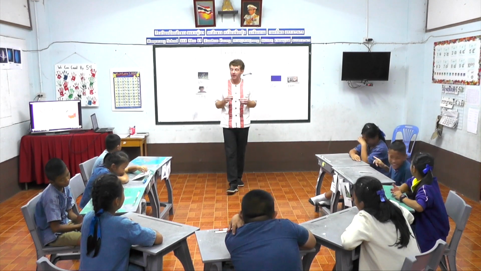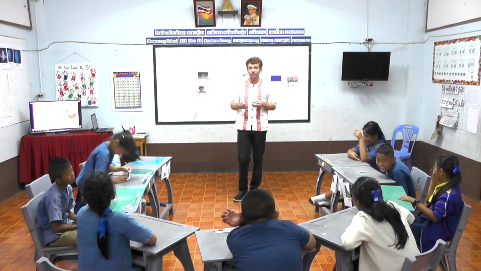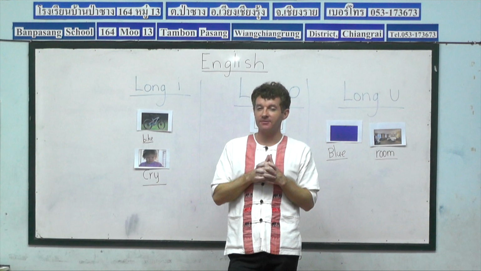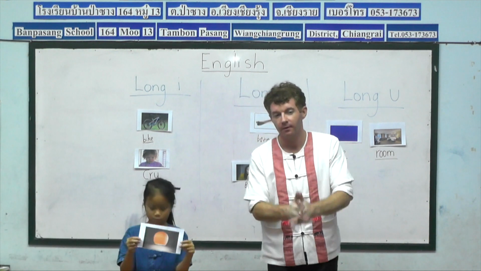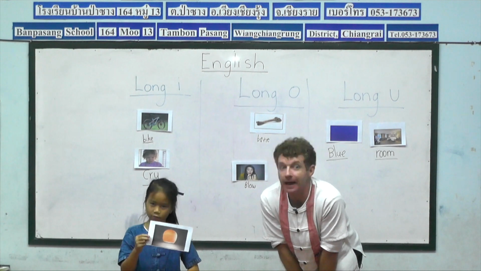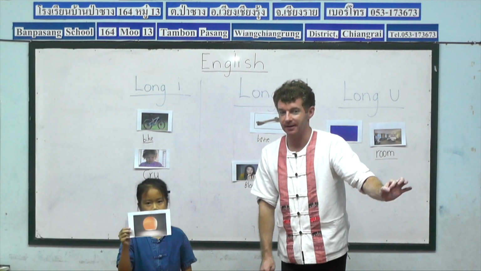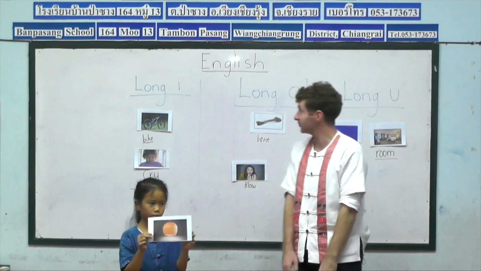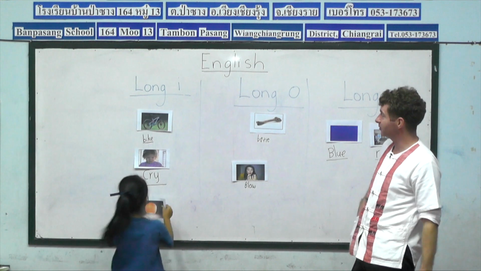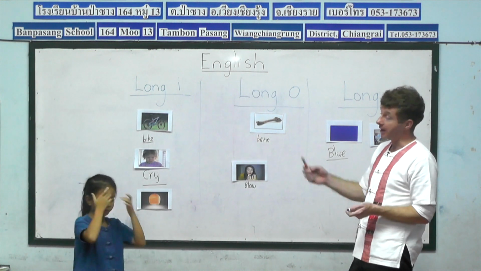And now it's Prau's turn. Prau can bring her flashcard to the front of class to show us. And let's see if we can see what we can find on Prau's flashcard. What can we see, guys? Light. Or light. Long O? Long I. Well done. So Prau, which place will you put it? Excellent. And now Prau has to spell.